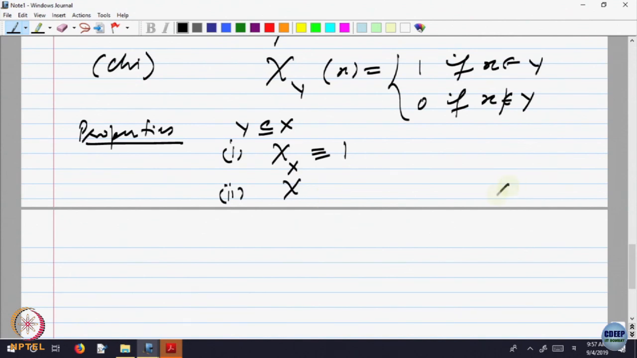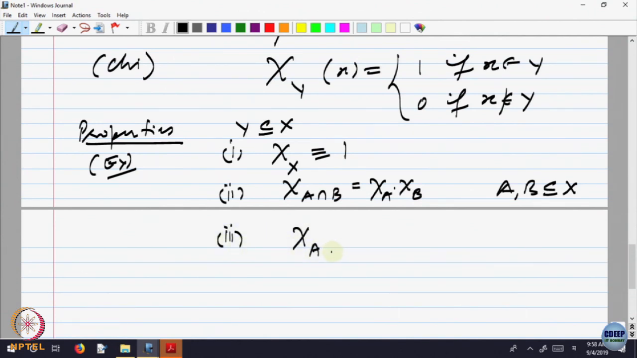Let us look at two sets A and B, subsets of X. What is A intersection B? I leave these as very simple exercises, so you try to prove it: that is chi of A multiplied with chi of B. And third, chi of A union B. This square kind of union means A and B are subsets of X, and A intersection B is empty. Okay, they are disjoint sets. Then this is chi of A plus chi of B.